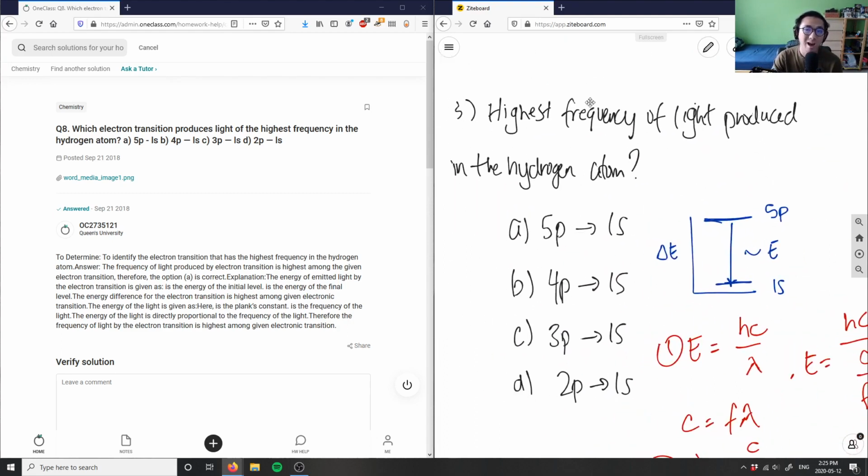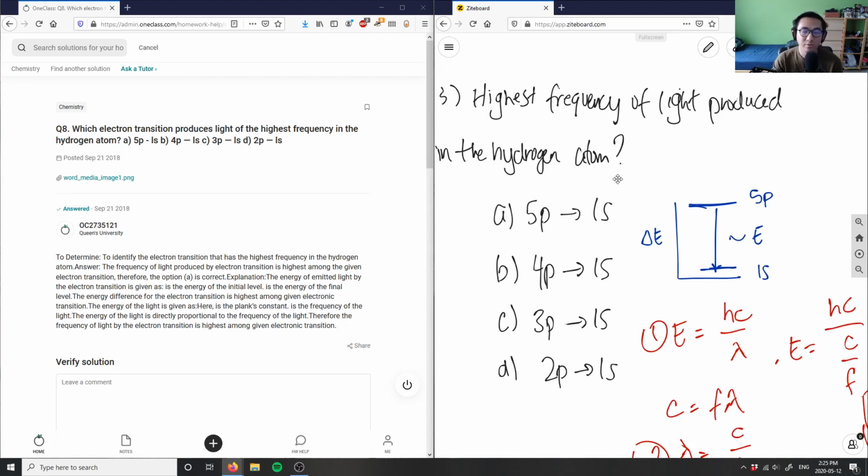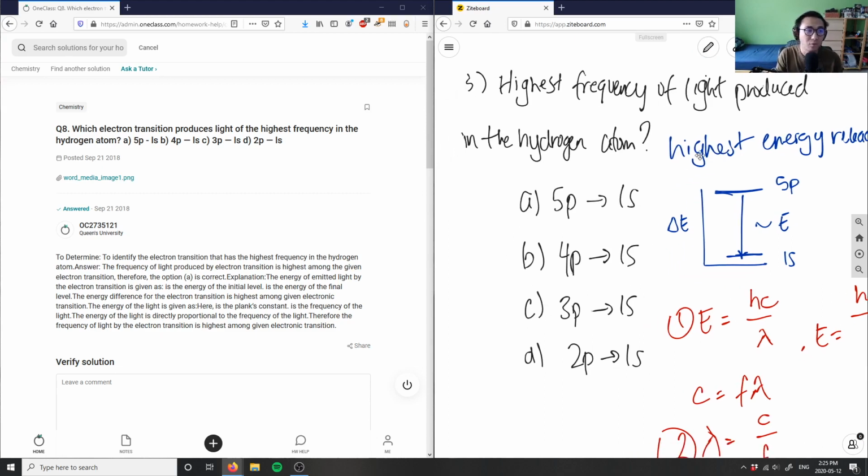That's really good, because if I want to know the highest frequency of light, then I'm simply figuring out what would give me the highest energy, because the highest energy would equal our highest frequency. So the highest energy released would produce my highest frequency of light. According to these 4 options, which one would be the highest energy being released? Well, obviously it would be the one that's furthest away from the ground state, which will be option A here.